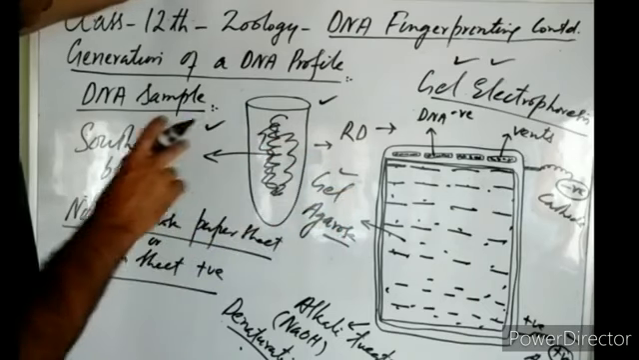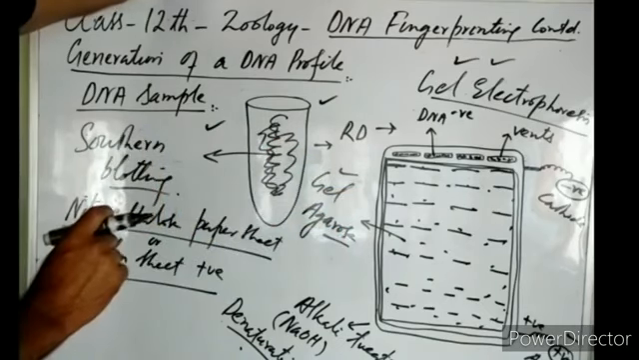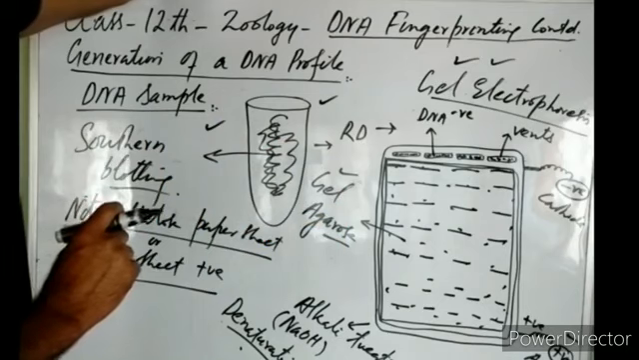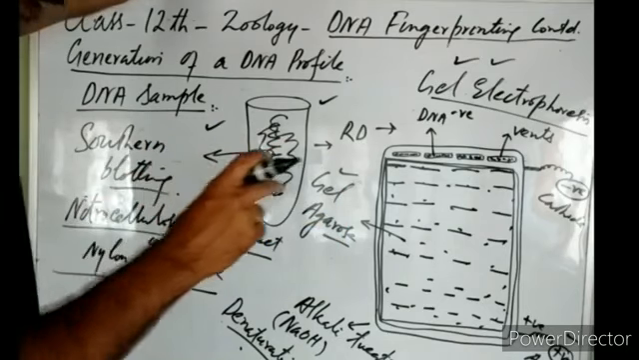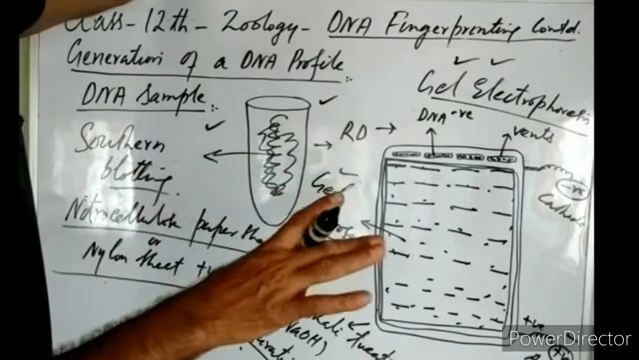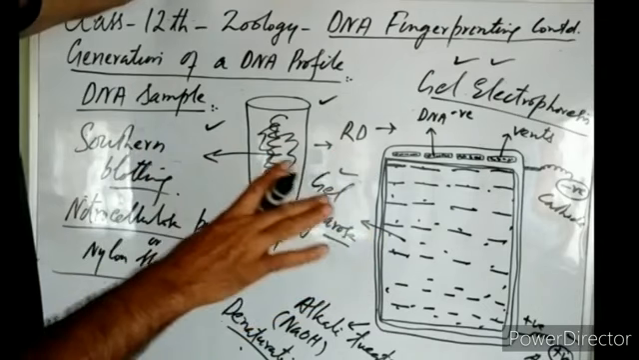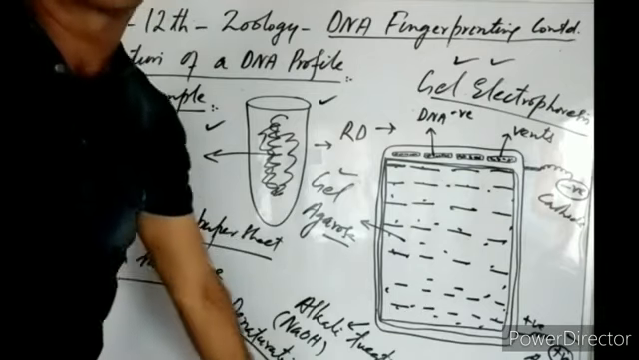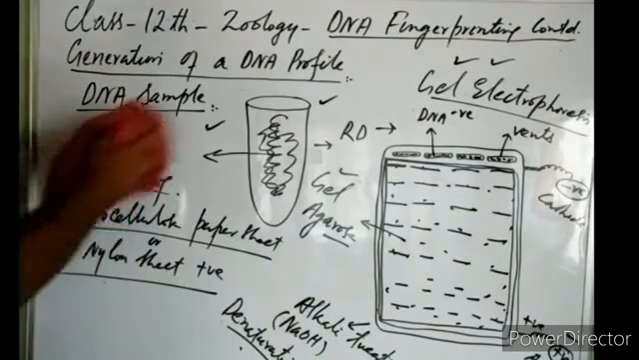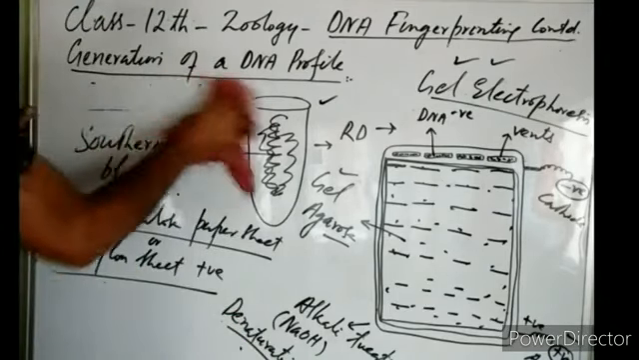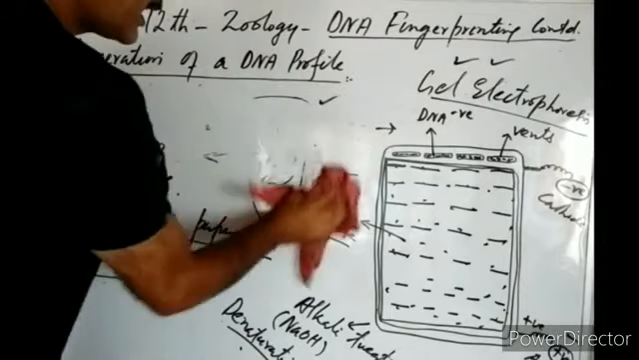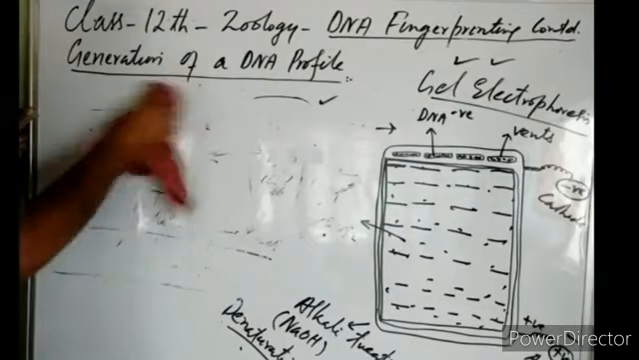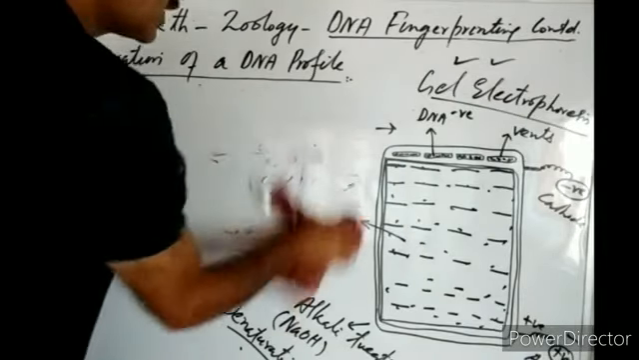So this technique is known as Southern blotting technique. Now we have all this DNA on our nitrocellulose paper by Southern blotting technique, right? After Southern blotting, they have to add the probe DNA, to find a particular sequence that they are looking for.